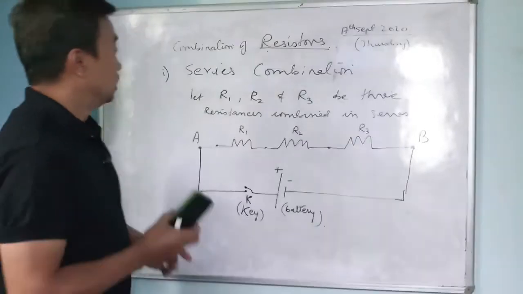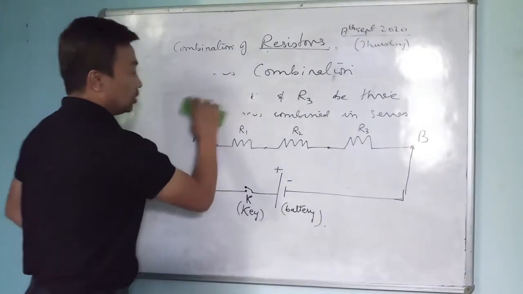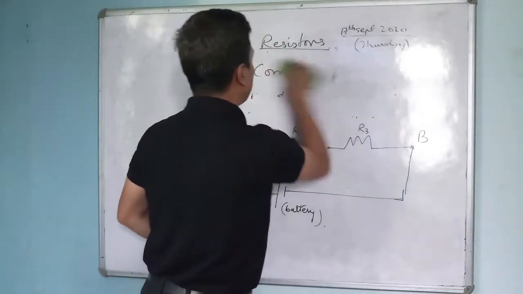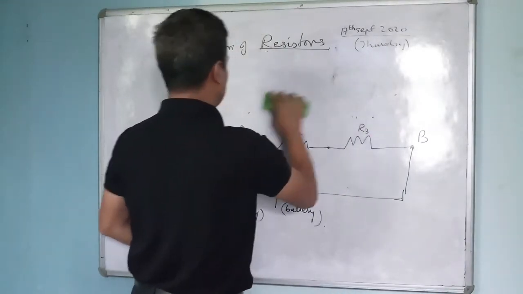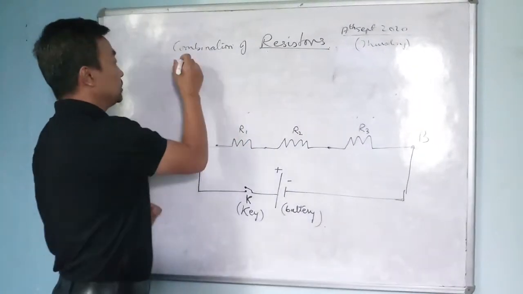So in the series combination, what are the key points or notes that you have to keep in mind? There are two key points that you have to keep in mind in the series combination.